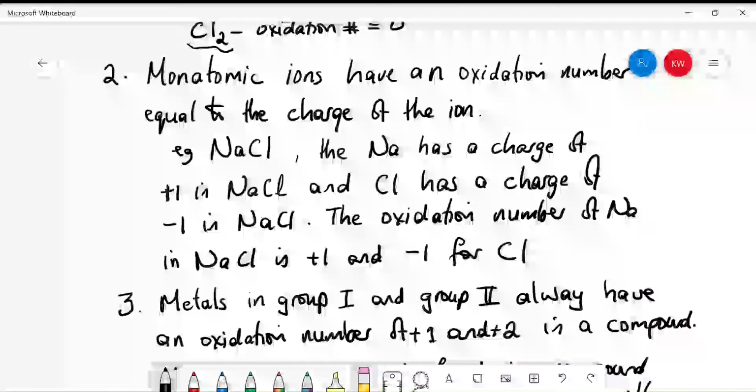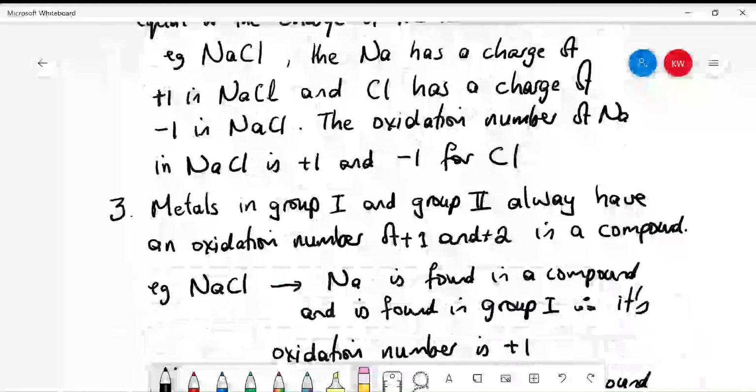So we can look at rule 3. Any element from group 1 or group 2 will always have a +1 and a +2 oxidation. If the metal exists in a compound and the metal is from group 1 or group 2, then that metal will have an oxidation number of +1 and +2 respectively.